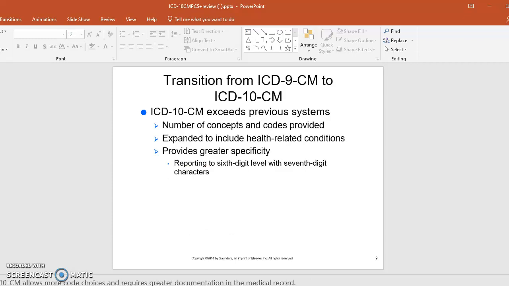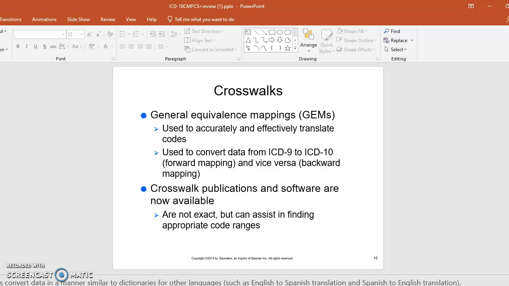A number of things also happened: ICD-10 exceeds previous systems, because it expands to include health-related conditions. It provides greater specificity, so instead of 5 digits, we now have 6 and 7 character codes. We also have crosswalks, mappings which take us from 9 to 10. There is software available that helps, but you shouldn't find too much of ICD-9 around anymore.